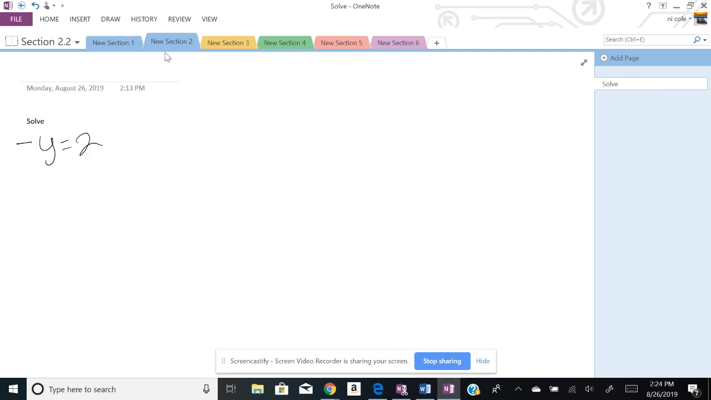All right, the next problem. What about this? What about that negative? Negative y is equal to 2. How do you get rid of that negative? Well, you can either multiply it by -1 or divide by -1. I usually divide by -1. So that gives me y is equal to -2. Okay, again, we're going to check here. So you have -2, and is that equal to 2? Well, a negative and a negative make a positive, so 2 equals 2. Check.